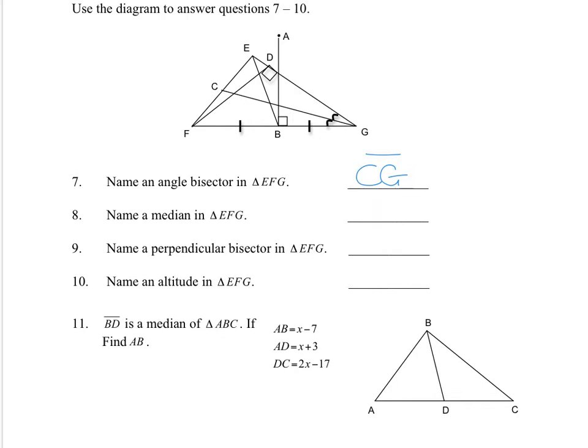A median must go to a midpoint from a vertex. So EB is your median. A perpendicular bisector is going to go a segment perpendicular to the side through the midpoint. So my B is my midpoint there, and AB then would be my perpendicular bisector. And an altitude goes from a vertex to the opposite side and is perpendicular. So that would be FD.